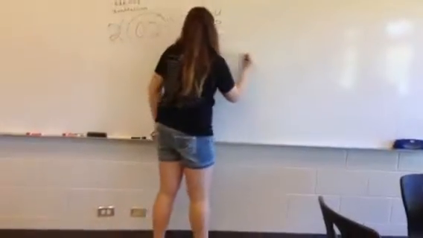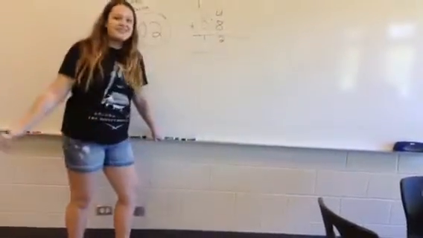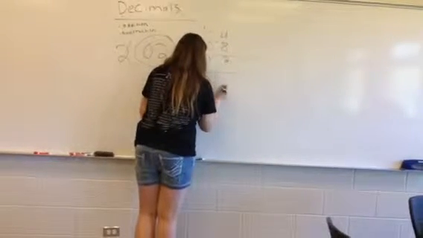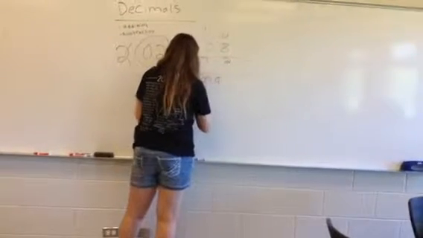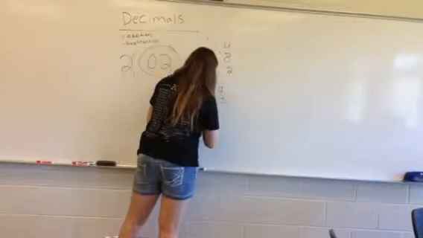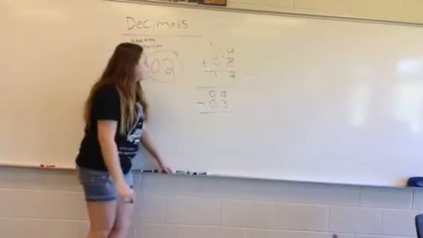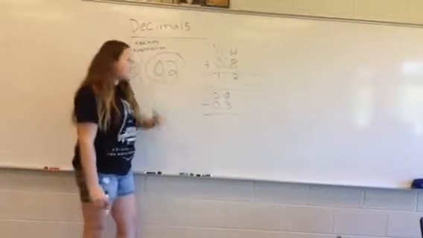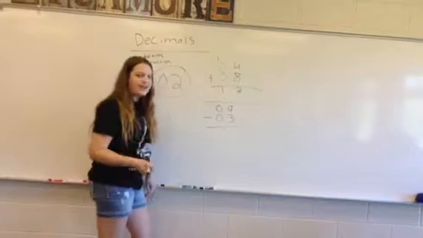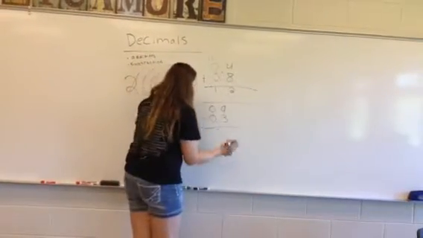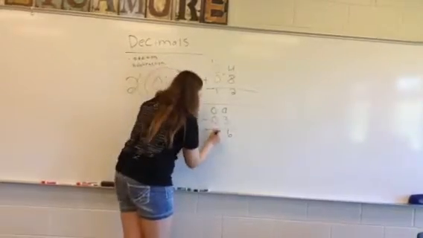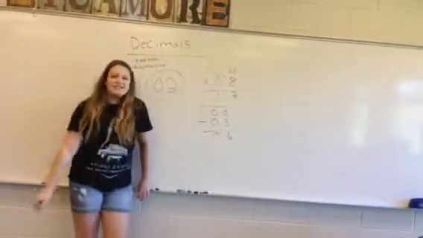And now we're going to do subtracting decimals. So if we were to do 0.9 minus 0.3, our first step is the same as the addition. We bring down our decimal, and then we subtract like we normally would. So 9 minus 3 is 6, and then 0 minus 0 is 0, so your answer is 0.6.